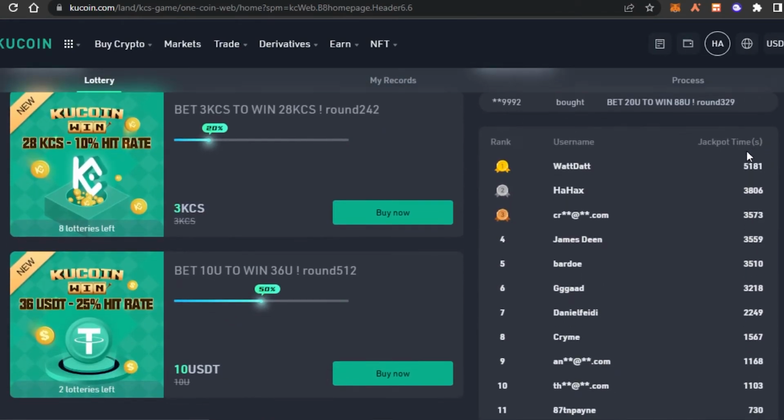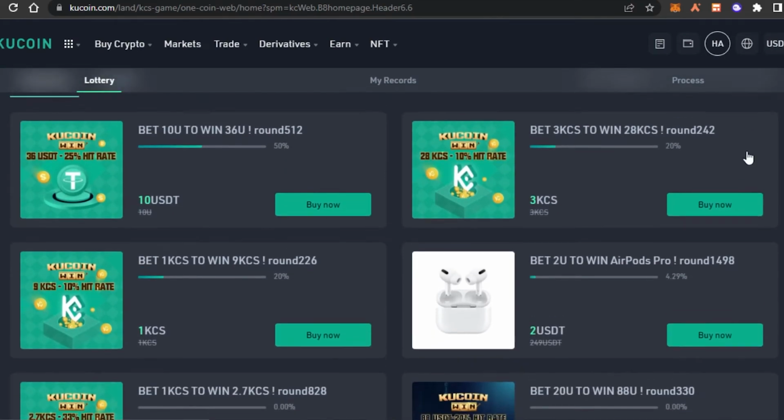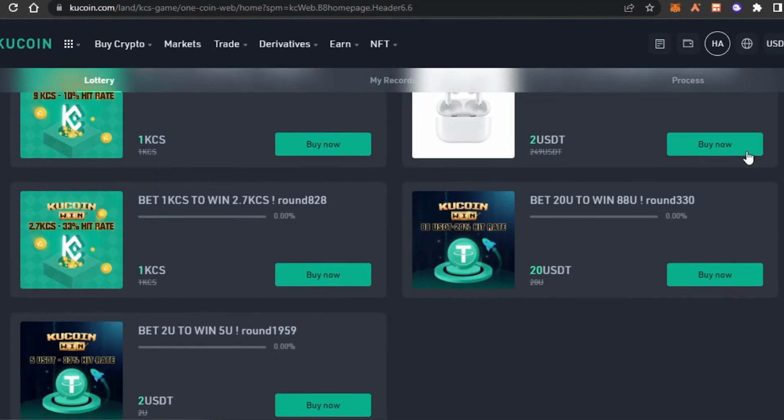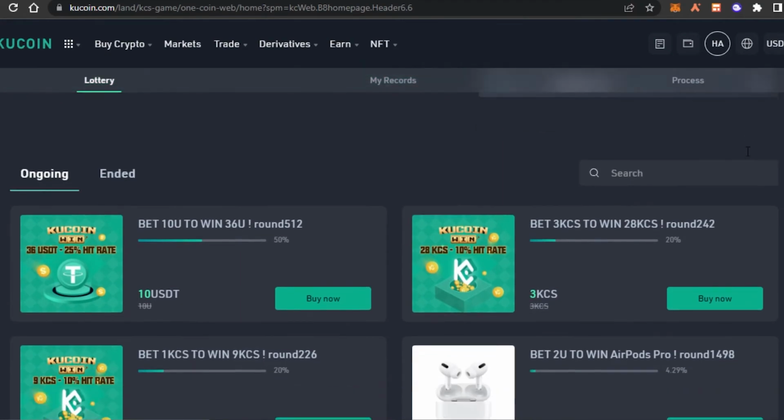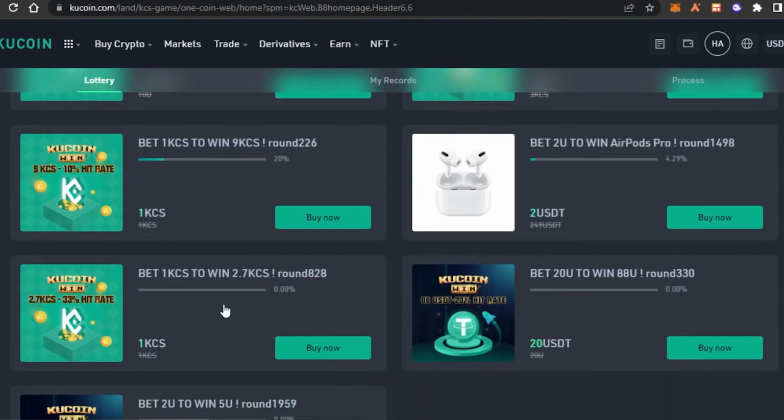We make money. There are a lot of different users that actually make money with this one. These are the ongoing ones. If I want to buy this one, let's say I want to buy this one, I will be able to bet 1 KCS to win 2.7 KCS. So that's like a real fast way to make money, that you invest 1 KCS, but in return you will be making 2.7 KCS. You don't have to do anything. There's nothing complicated. It's just a simple lottery that's available on KuCoin.